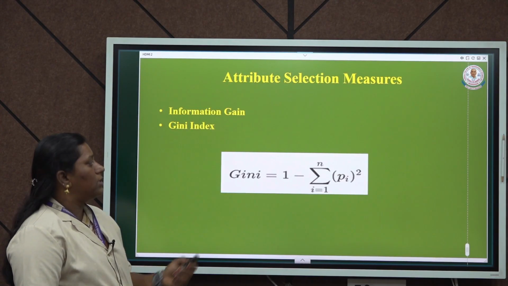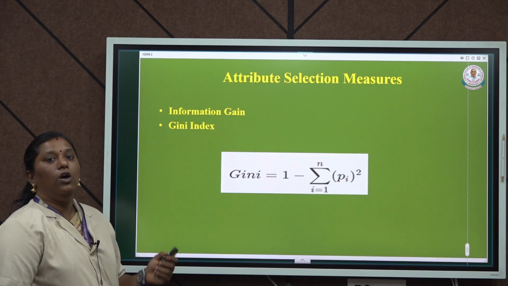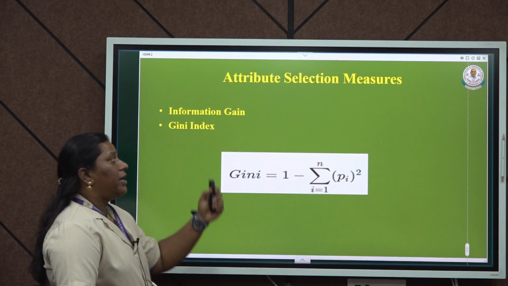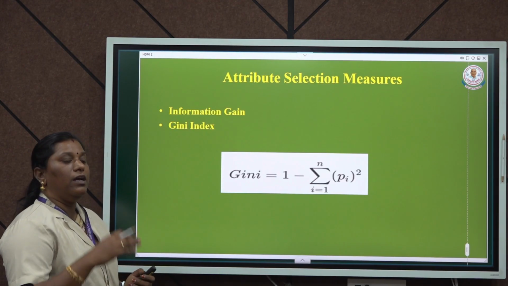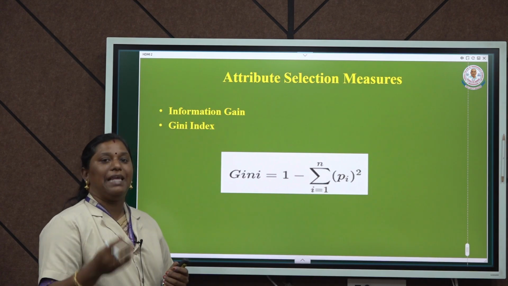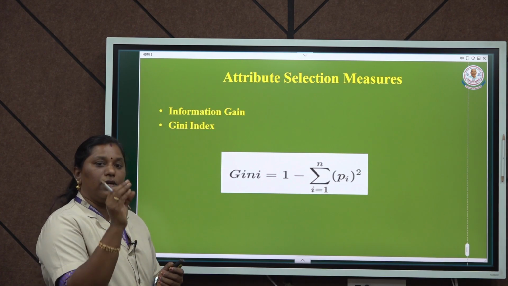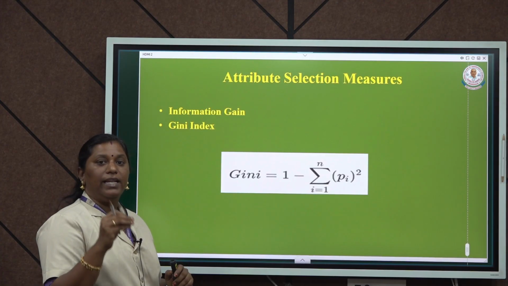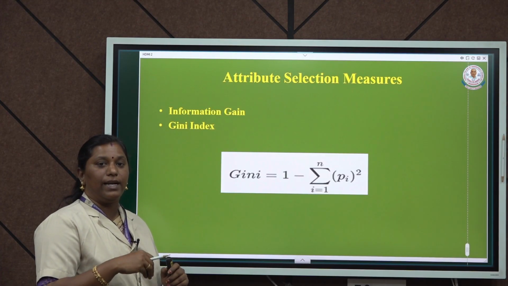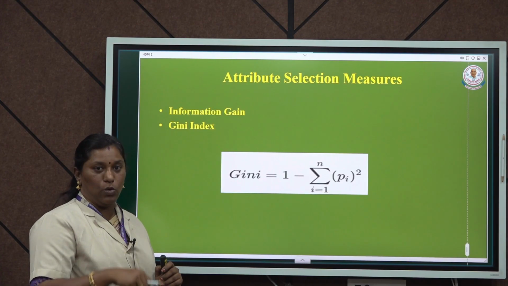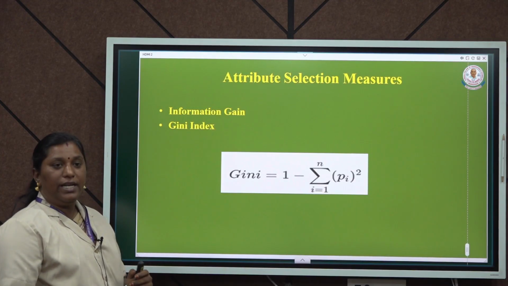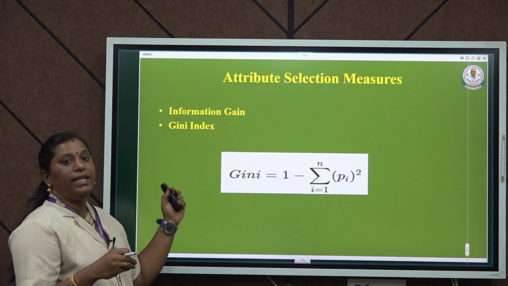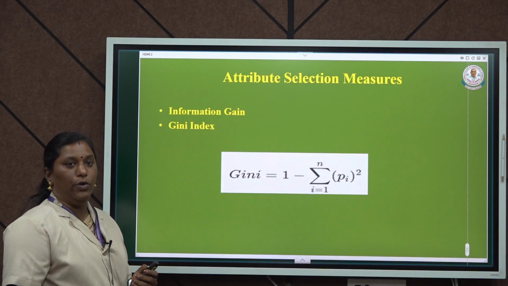Here we are going to discuss the Gini index for attribute selection measure. According to information gain, the attribute for the node will be selected: the node having the highest information gain will be selected as the node. In the case of Gini index, the attribute having the lowest Gini index will be selected for the node.